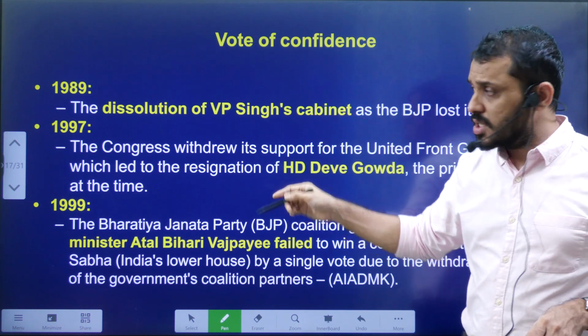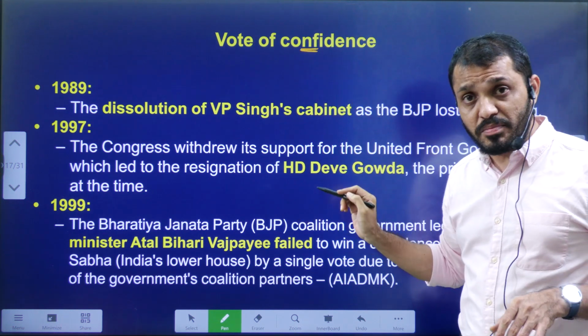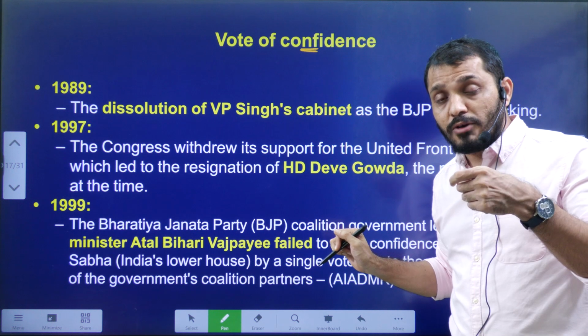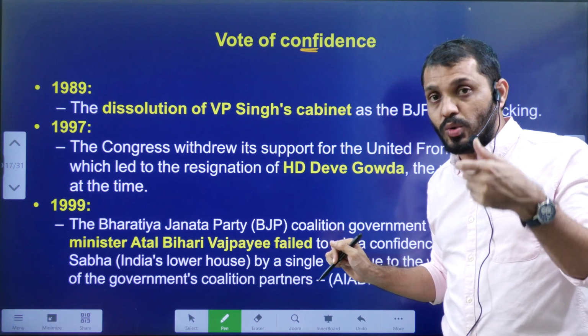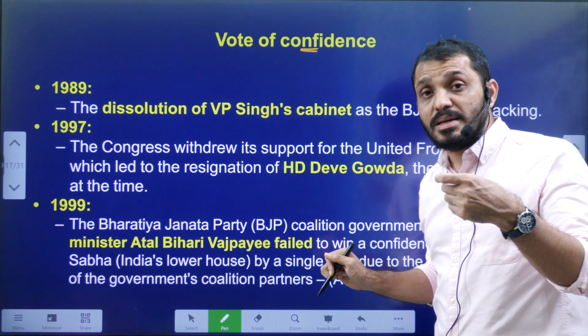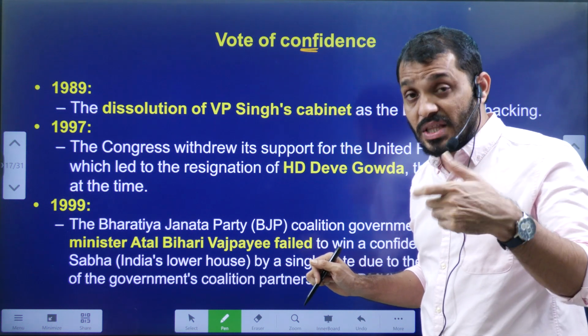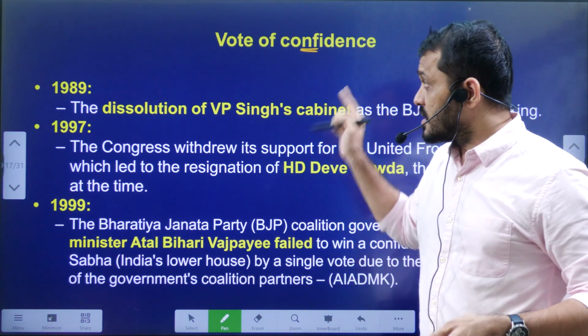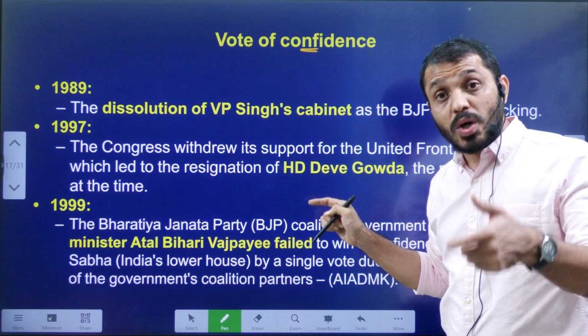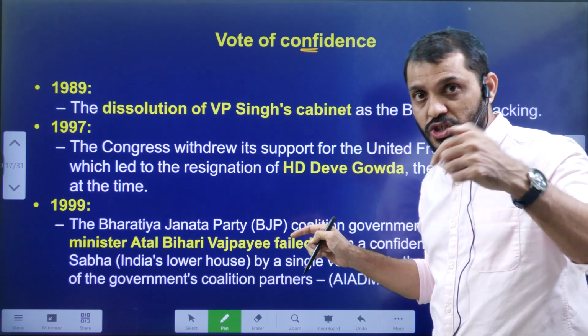There are 3 times of vote of confidence. Always remember, confidence vote or vote of confidence always comes from the ruling party. When the ruling party is supposed to prove their majority after they form the government, then there is a vote of confidence. Whereas a no confidence motion comes from the opposition party.